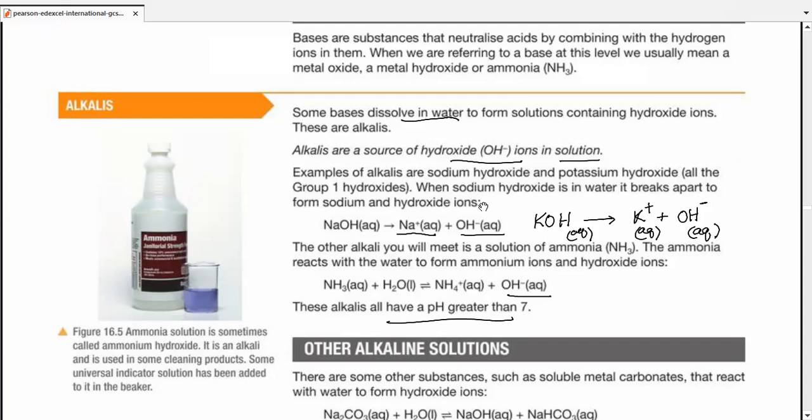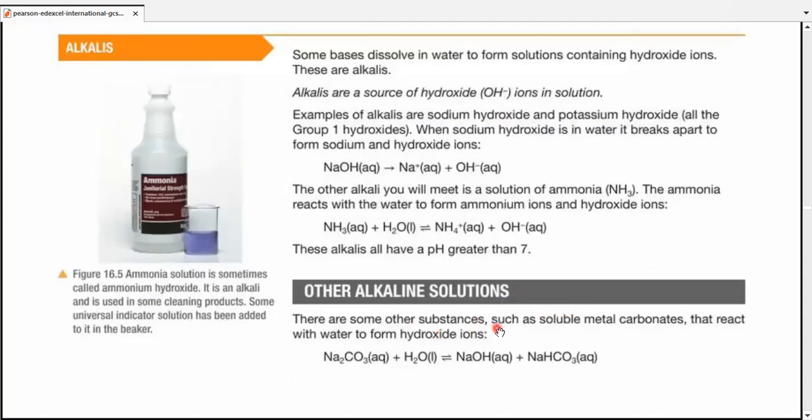Moving on to other alkaline solutions, there may be other substances, such as soluble metal carbonates, that react with water just like ammonia did, and they form hydroxide ions. One of those examples is sodium carbonate. Sodium carbonate can be dissolved into water. It reacts with water and produces sodium hydroxide and sodium bicarbonate. Sodium hydroxide is an alkali, which gives OH negative or hydroxide ions. So we call sodium carbonate a source of alkaline solutions.